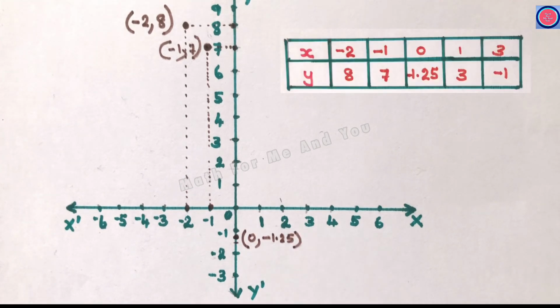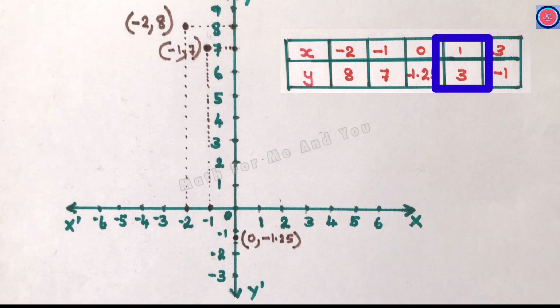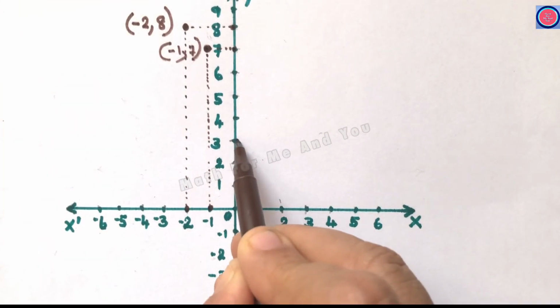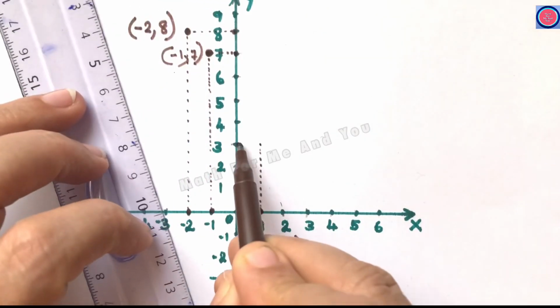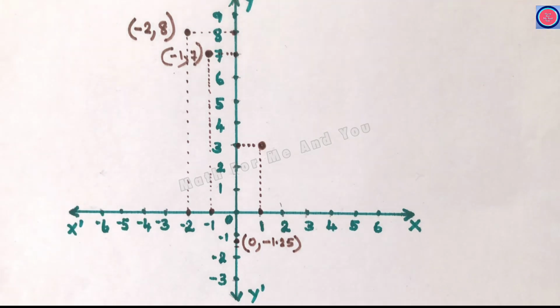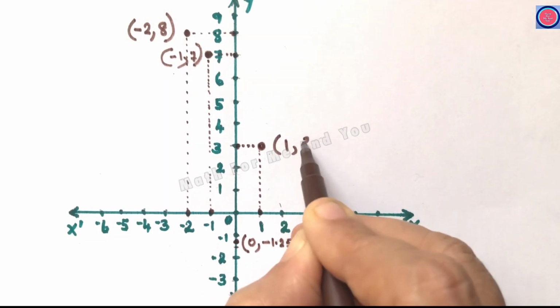Next we are going to mark the point (1, 3). X number is 1 and y number is 3. So we have studied how to mark the point. First mark 1 on the x-axis, then 3 on the y-axis. Draw perpendiculars from 1 and 3. Mark the meeting point. It will be the point (1, 3). So we can see the point (1, 3).